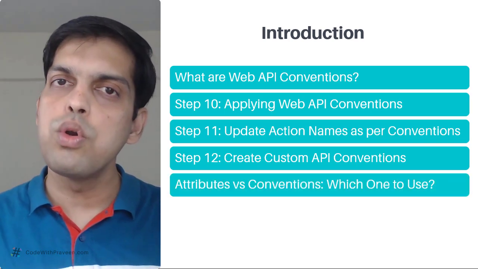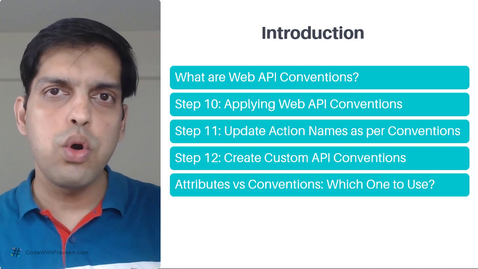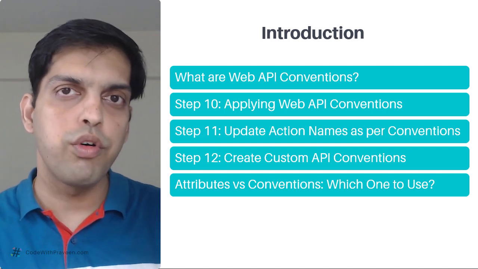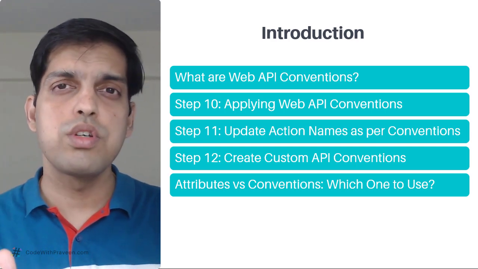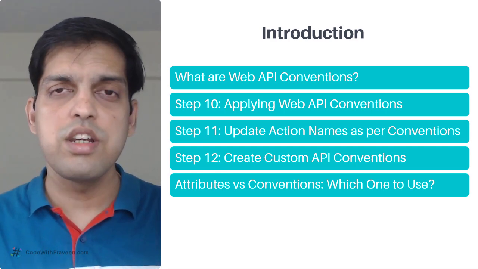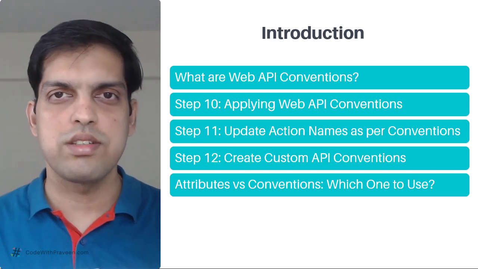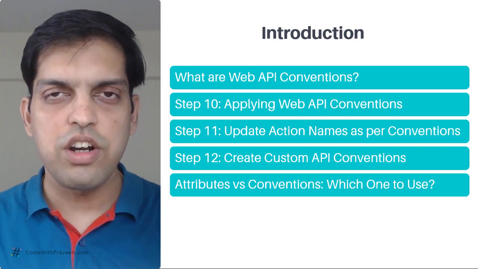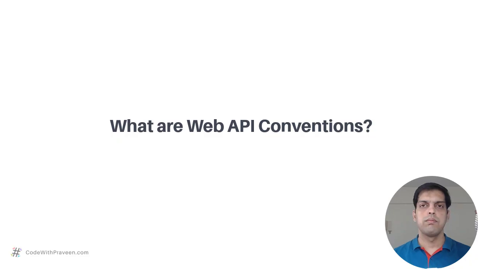We then move on to know the differences between attributes and conventions. Once you know the attributes that have been used before as well as the API conventions feature, you might be a bit confused about which one to use. In this lesson, we will look at the differences and the recommended approach in your Web API projects. Let's get started with the first topic, namely what are Web API conventions.